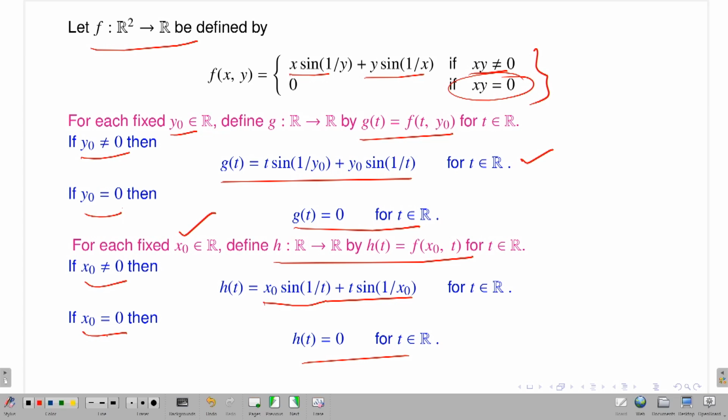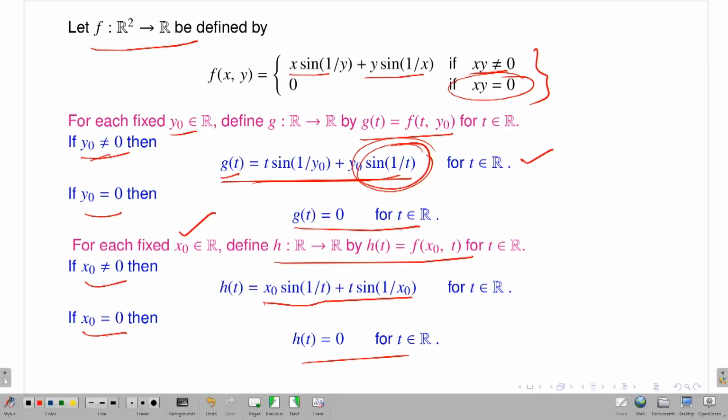Let us see what happens if y naught is non-zero or x naught is non-zero. If y naught is non-zero, by looking at this function, I can immediately say that it is not a continuous function. Why? Because the function g involves a term like sin 1 by t. I already discussed a similar argument in my last slides: if a function has a sin of 1 by x term, it is not a continuous function. You can use the sequential criterion and show that it is discontinuous. So, since sin 1 by x is involved in g, it is not a continuous function. Similarly, sin 1 by t is involved in h of t, so this is not a continuous function.